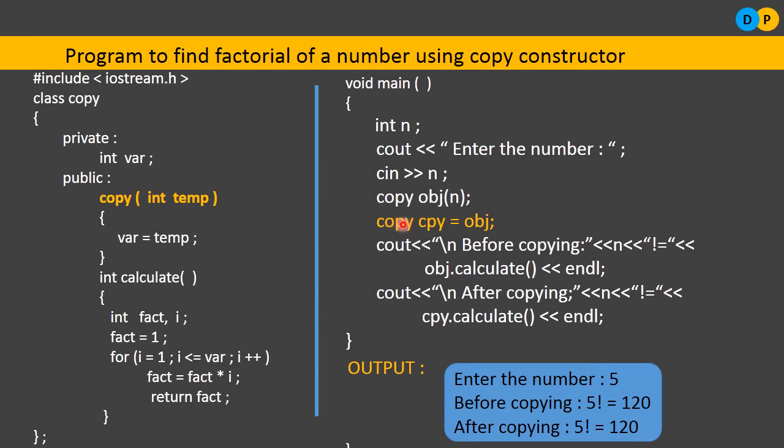Please notice, we were studying the concept of the copy constructor. What is a copy constructor? It is used to copy one object's value to another object. That has been achieved here. In the beginning the n value was 5. The same value of the object is copied to another object CPY. That's why we are getting the identical result, isn't it? So this is how a copy constructor works.